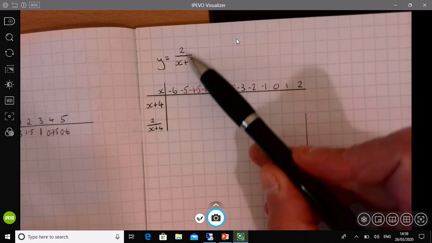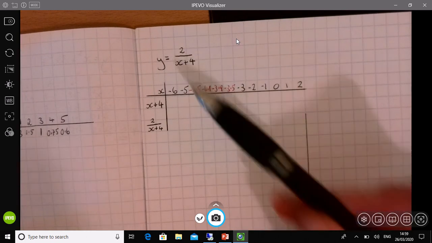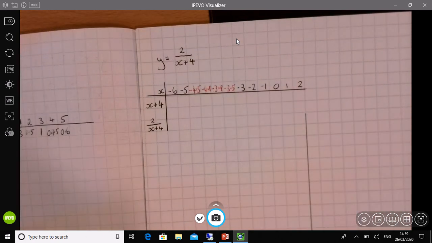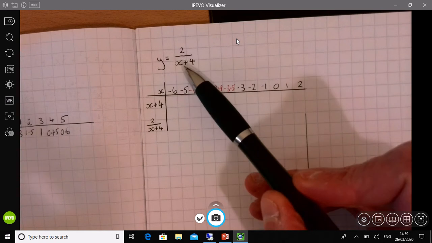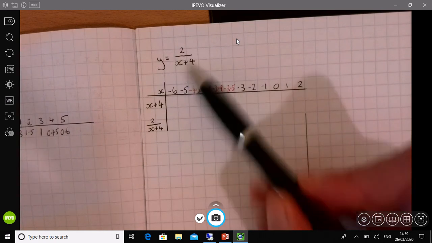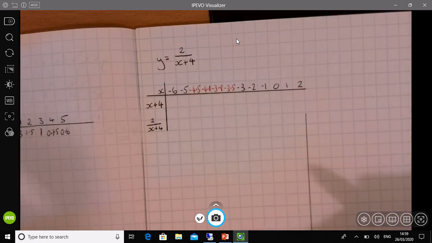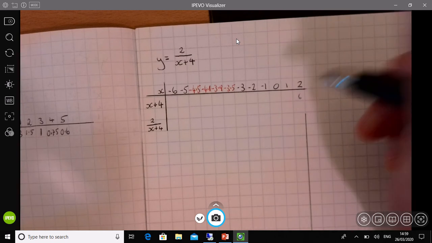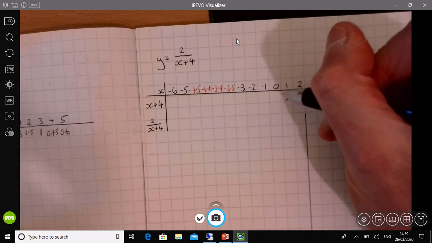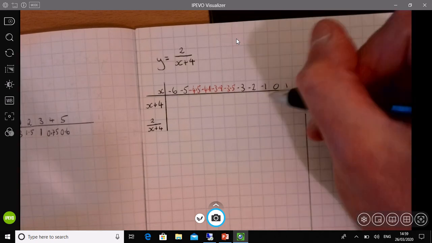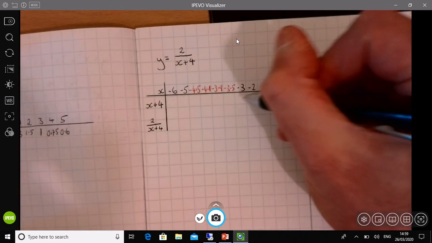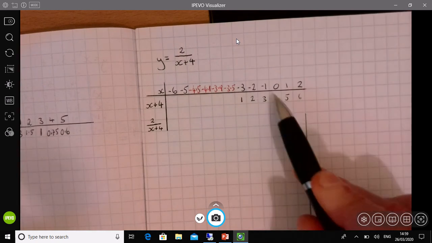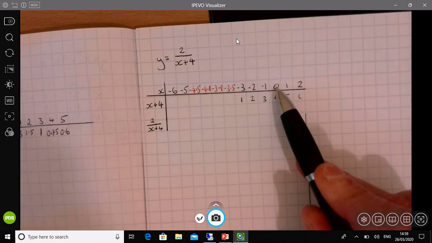So now I've split this up because it said 2 divided by x plus 4. I just wanted to make something that looked a little bit more tricky. So when you've got this, probably the easiest thing to do is to split it up and do the x plus 4 first of all. So again, I'm going to start with the easy things, right? So 6, 5, 4, 3, 2, 1.